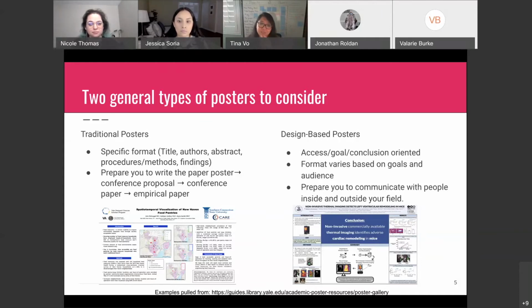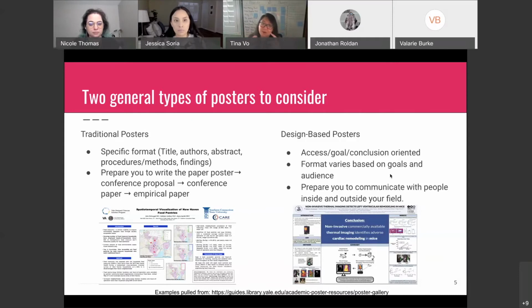I would caution anyone against choosing either of these without talking with their advisor or mentors first. I don't know about all of your fields, and I'd be interested in knowing, I see a lot of participants in this room right now, what your fields are. Some fields are much more open. If you're in a communication-based field or humanities-based field, design-based posters might be new, but kind of accepted.